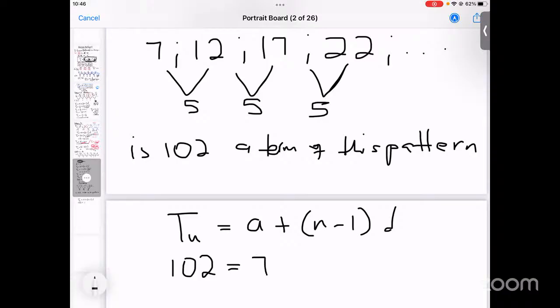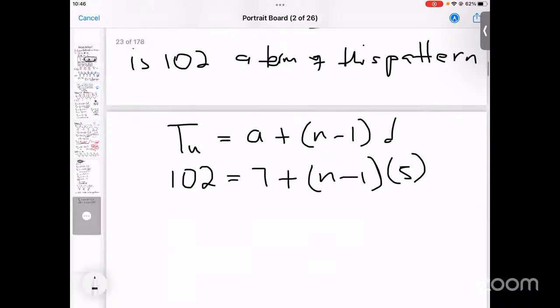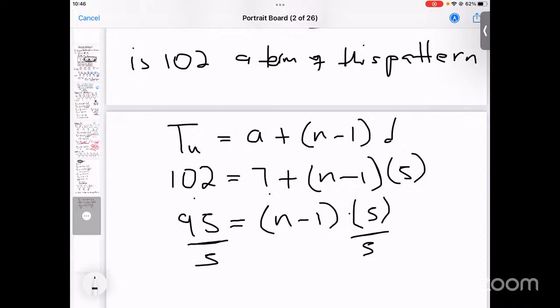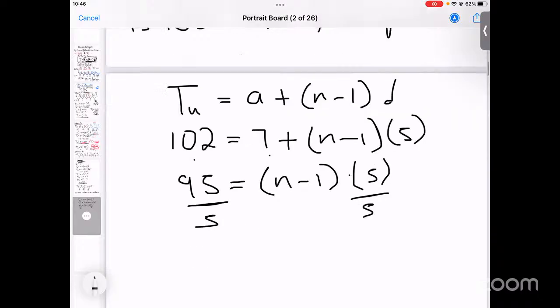So 7 plus n, which is what you're looking for, minus 1, times the difference. The difference is 5. You can easily work it out by moving this to the other side: 102 minus 7 gives you 95. Then 95 equals 5 multiplied by (n minus 1). Why do we not divide both sides by 5? Let's divide both sides by 5, and we have 19, which equals n minus 1.